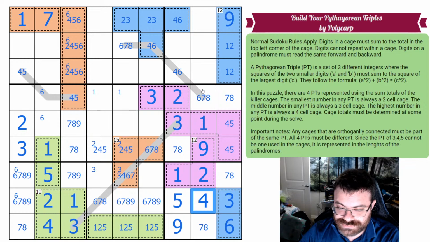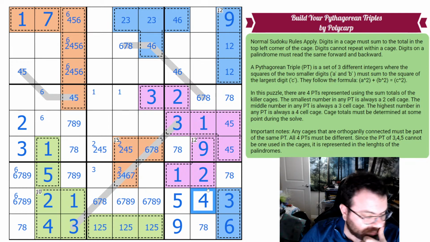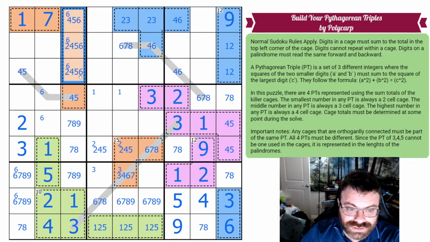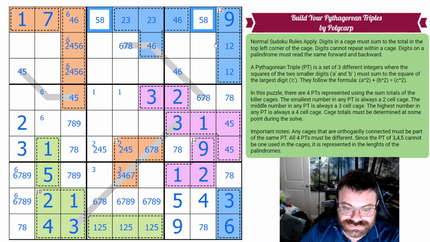Does that do anything? 1, 2, 9, 4. This is this 4, 5. So whatever goes here has to go here. So this is not 5. That makes a 4, 6 pair here. So we need a 5, 8. Not resolved.